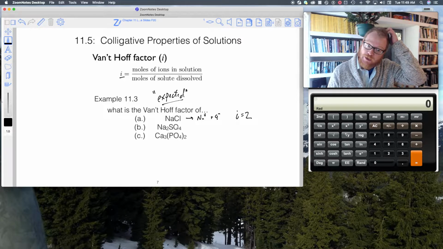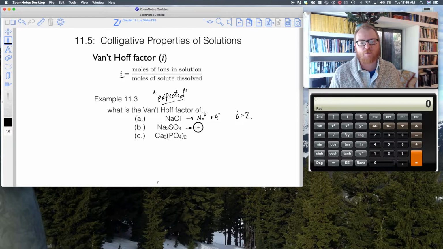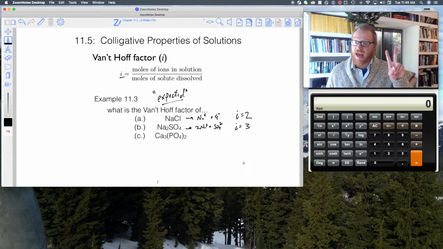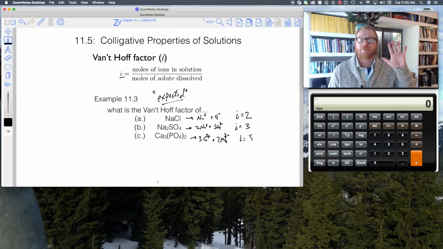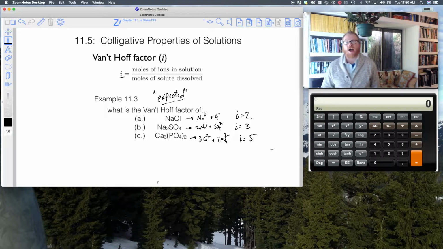Okay? So what about sodium sulfate? Well, when sodium sulfate dissolves, it's going to become 2 Na+ and 1 sulfate. So its expected Van't Hoff factor is 3. 2 sodium cations plus 1 sulfate anion. So what about calcium phosphate? Well, we recognize it's going to become 3 Ca2+ and 2 PO4 3−. So that is 5 ions. So a Van't Hoff factor of 5.